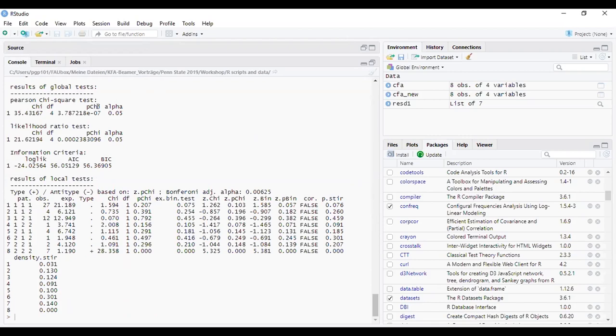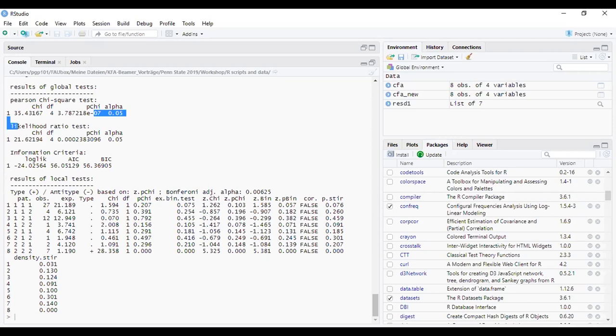The chi-squared test is significant. The E means that this number is multiplied by an exponent of 1 divided by a number with 7 zeros, so it will be 1 in 10 million. So this is highly, highly significant. This is the likelihood ratio test. And here, this is also nice.